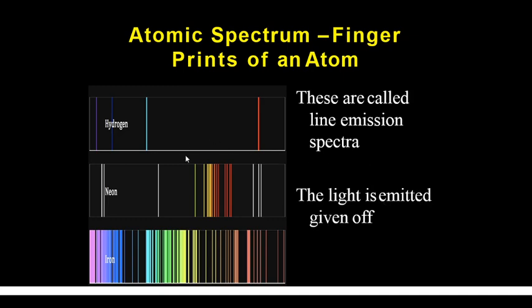Such a spectrum is known as line emission spectrum. So the light is emitted from the iron and this light is studied or photographed, and such spectra are known as line emission spectrum.